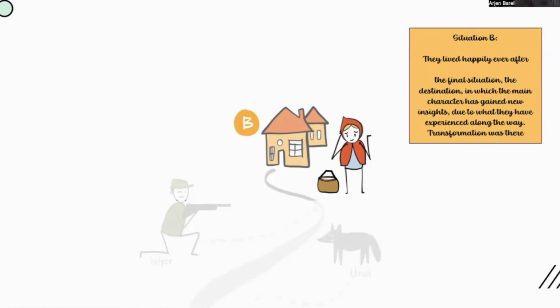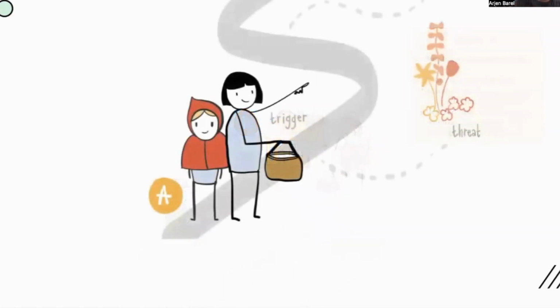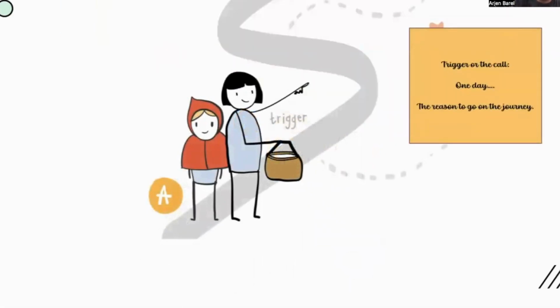Cool. We go to the next element, the reason to go on the journey. That's what we call the trigger, or sometimes you can say the "one day." Little Red Riding Hood was playing with her toys, wearing a red riding hood, was at home, etc. And one day, one moment, there is her mother telling her that she has to bring a basket with cookies and whatever else is in there to her ill grandmother.